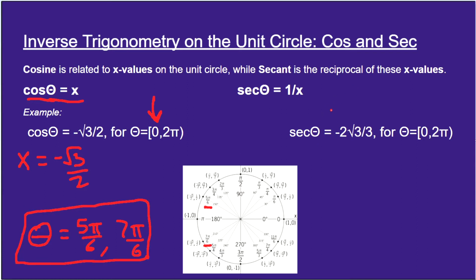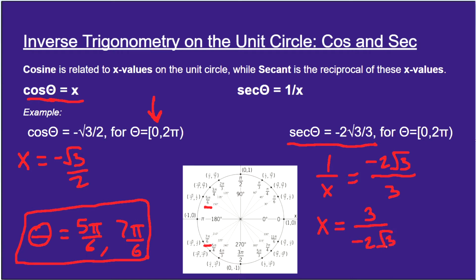What about secant? Well, this is a little bit more tough. Secant is 1 over x. So if I take this equation here where secant of theta is equal to negative 2 square root of 3 divided by 3, I can replace it and say that 1 over x is negative 2 root 3 over 3. And if 1 over x equals this, I can once again do a reciprocal. So I get x equals 3 over negative 2 square root of 3.